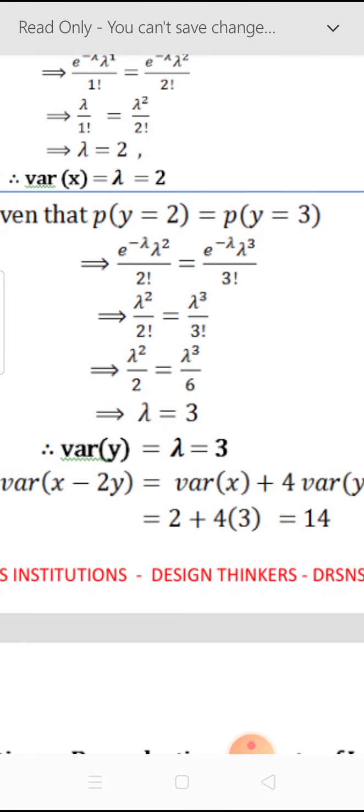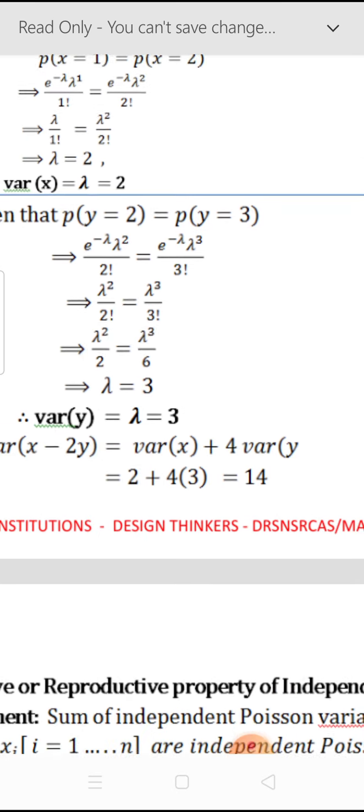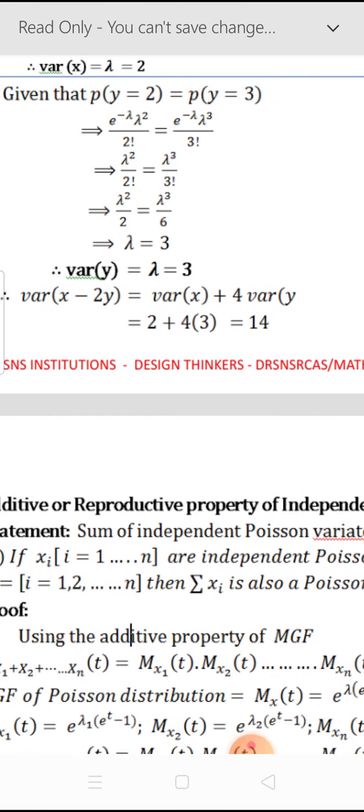Now applying variance of x with lambda equal to 2 and variance of y with lambda equal to 3 in the equation, variance of x minus 2y equals variance of x plus 4 times variance of y. You will get variance of x is 2 and 4 times variance of y is 4 into 3, which is 12. 12 plus 2 is 14. Therefore we have found the variance of x minus 2y.